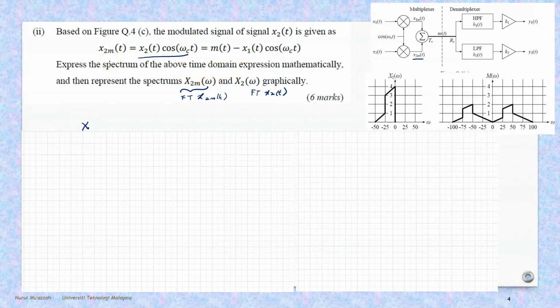So we need to express X2M omega. Basically, we need to Fourier transform the signal X2M t. Again, we use the modulation properties in table C1, the table of Fourier transforms. From the table we know that the Fourier transform of cos omega naught t.